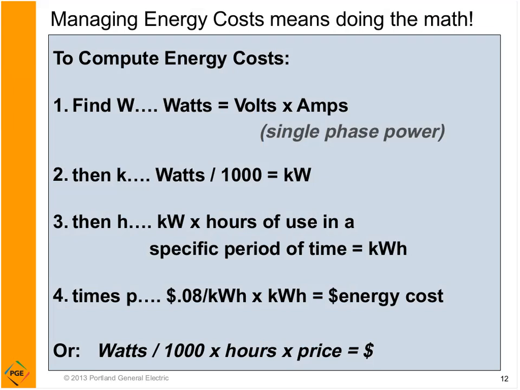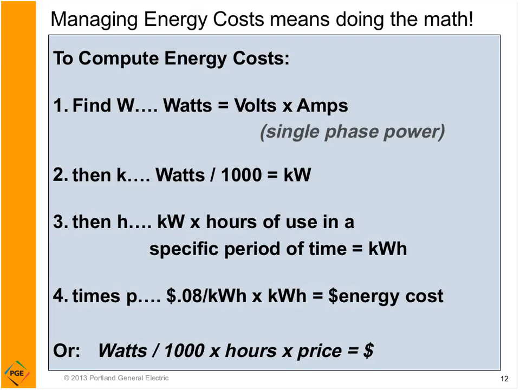So here's the 1, 2, 3, 4: find the W. Find it on the label. If the label is not readable, you may actually have to get some expertise to help you measure the volts and the amps and come up with what the wattage is, especially for older equipment. Then divide by 1,000 to get to kW, then multiply by how many hours of use to get to kWh, and then times the price.